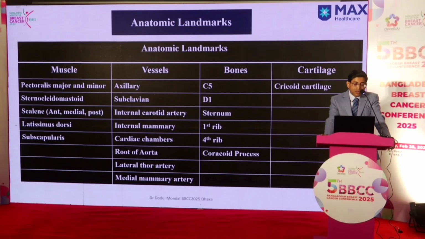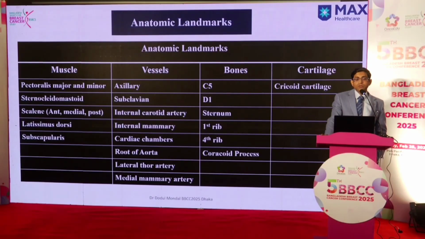Vessels which are important are axillary vessels, subclavian vessel, internal carotid artery, internal mammary. Cardiac chambers, root of aorta when you are contouring LAD. Lateral thoracic artery as boundary for the breast glandular tissue. Medial mammary artery also serves as the guiding landmark for contouring the breast tissue. C5D1 when you are contouring brachial plexus.